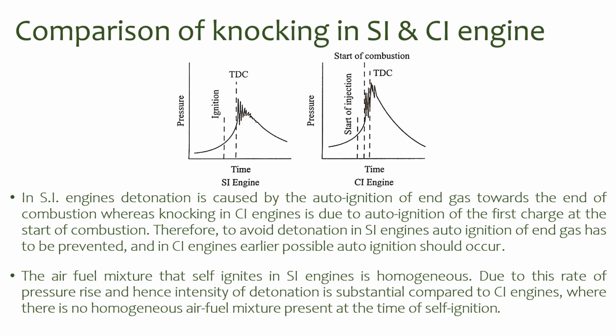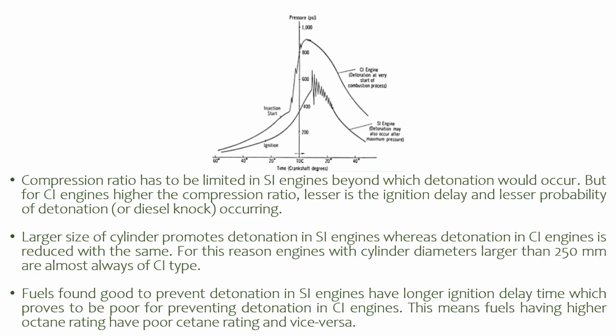The air-fuel mixture that self-ignites in SI engines is homogeneous. Due to this, the rate of pressure rise and hence the intensity of the detonation is substantial compared to CI engines, whereas there is no homogeneous air-fuel mixture present at the time of self-ignition in CI engines. The compression ratio has to be limited in SI engines beyond which the detonation would occur. But in CI engines, higher the compression ratio, lesser is the ignition delay and lesser probability of detonation.